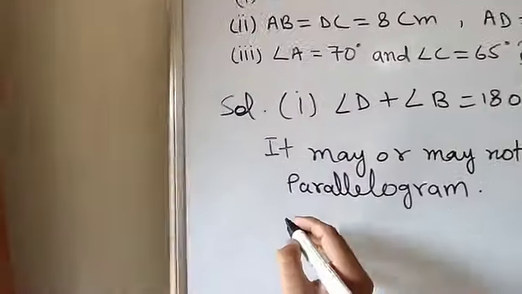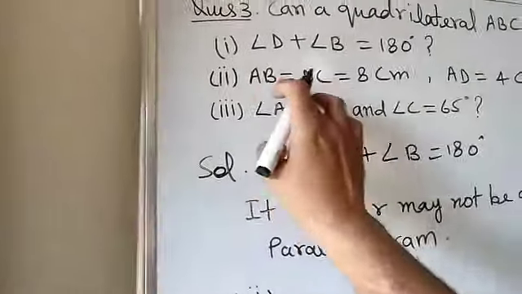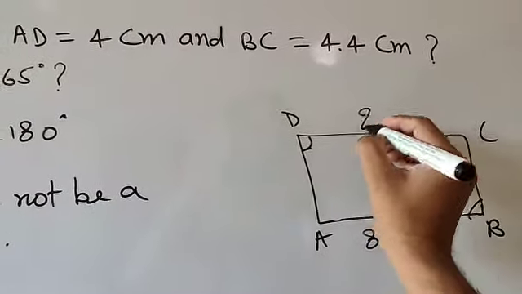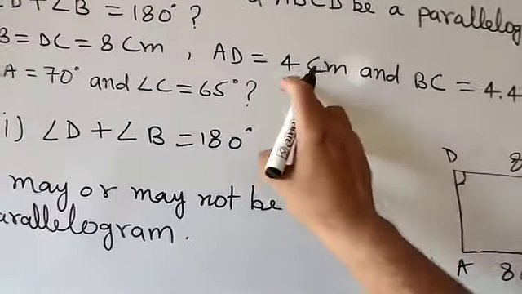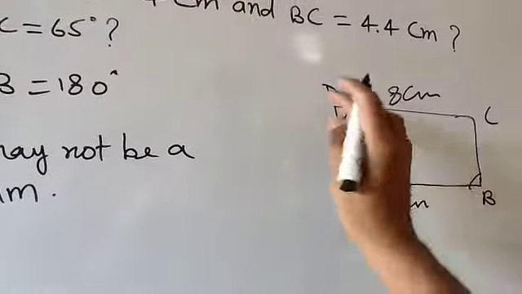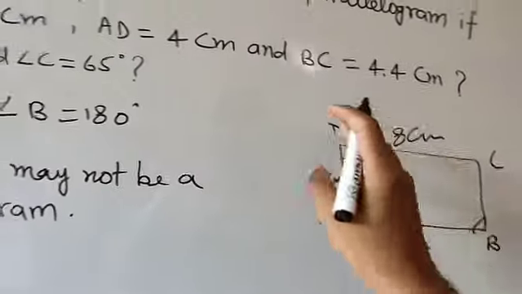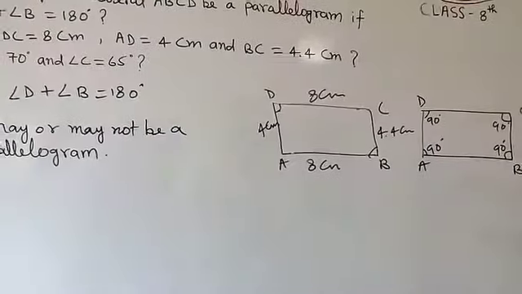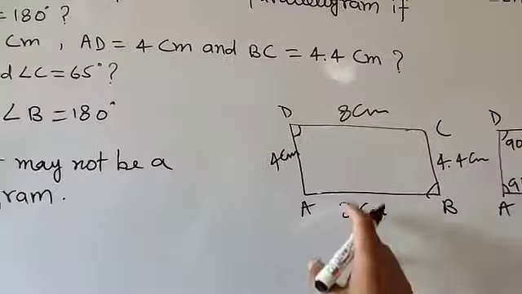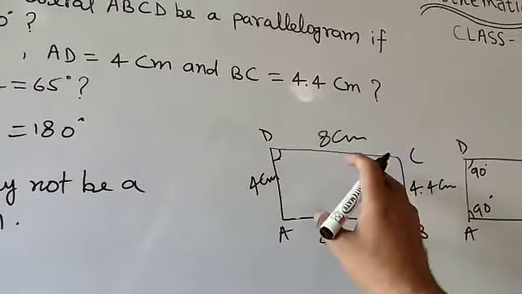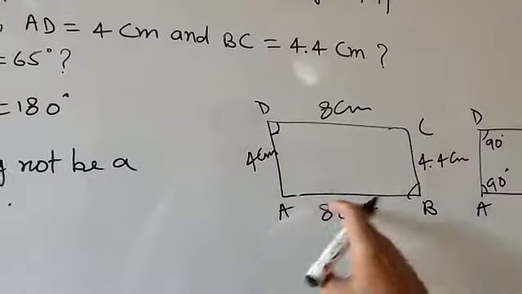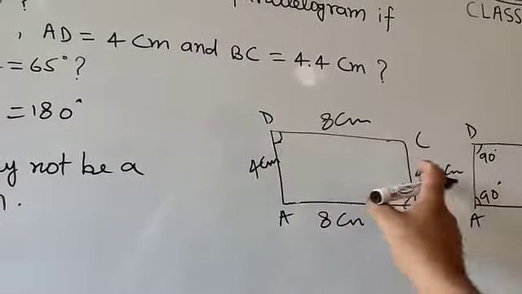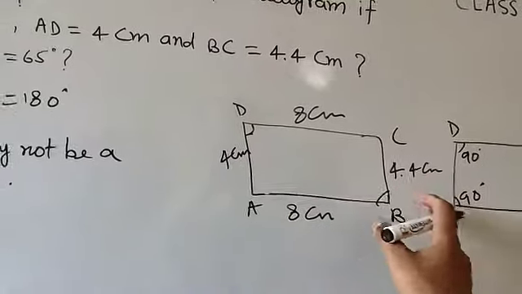Now the second. It is given that AB equals DC equals 8 centimeters. Suppose that AB is 8 centimeters and DC is also 8 centimeters. After that it is given AD equal to 4 centimeters, and BC is 4.4 centimeters. You need to check whether it is a parallelogram or not. In a parallelogram both pairs of opposite sides should be equal. Here AB and DC are equal, but AD and BC are not equal. So these two pairs of opposite sides are not equal, that's why it is not a parallelogram.